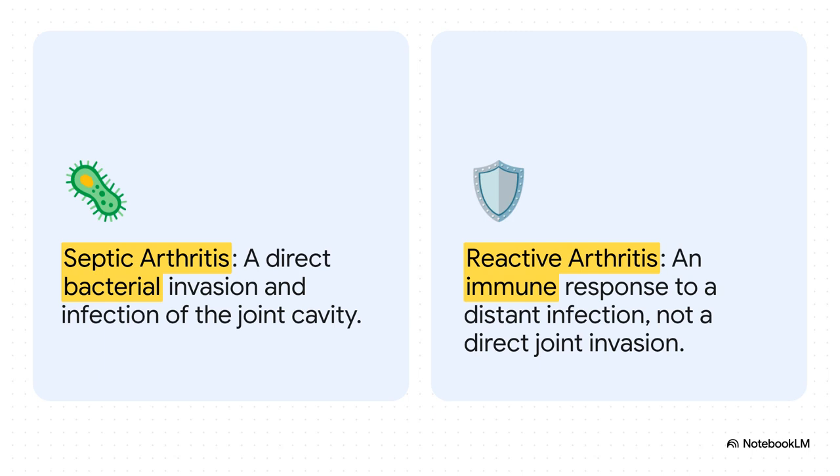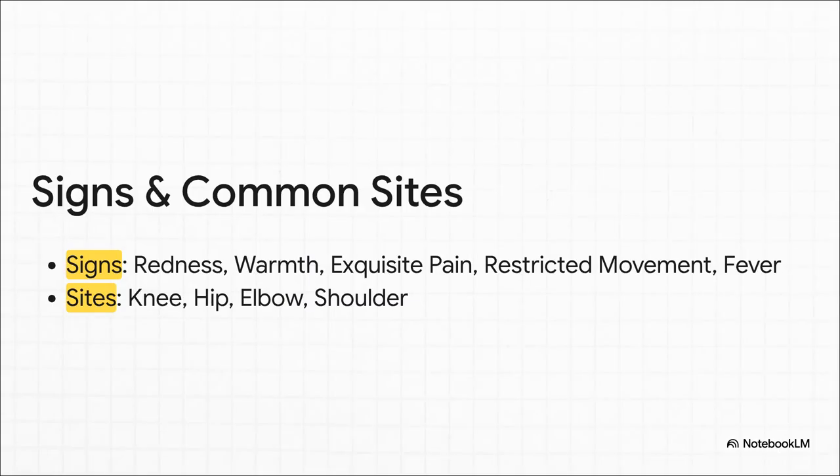Reactive arthritis, that's more like an echo. The infection is somewhere else in the body, and the joint is just having an immune freakout in response. No live bugs in the joint itself. Big difference. So how does this present clinically?